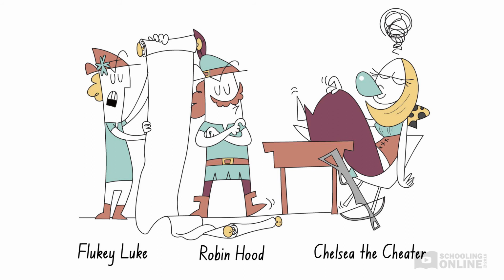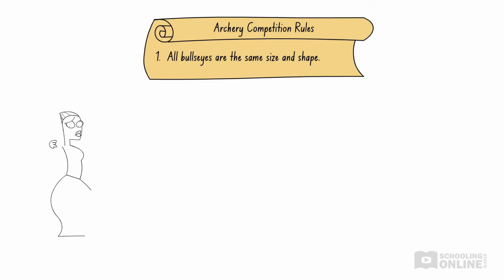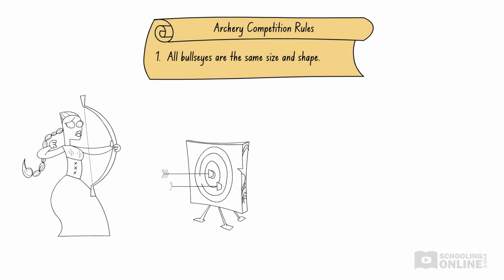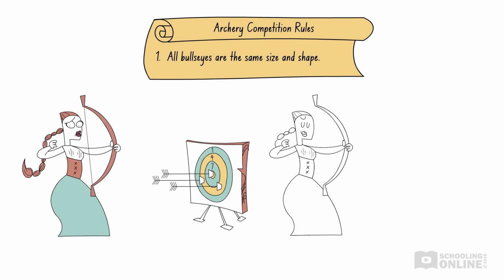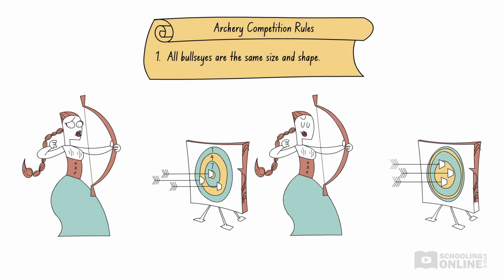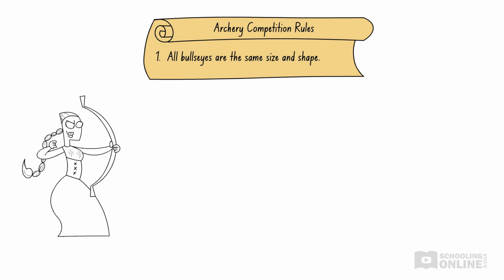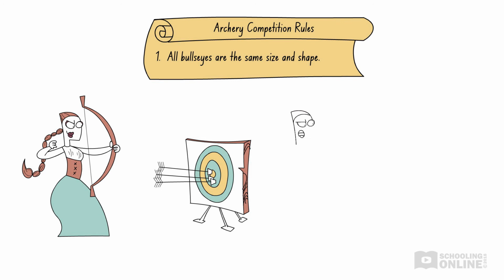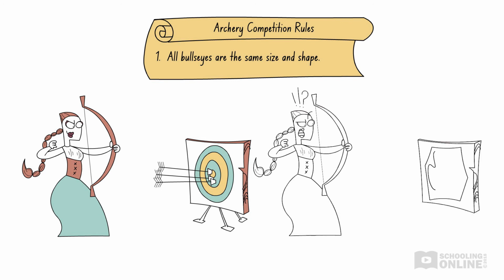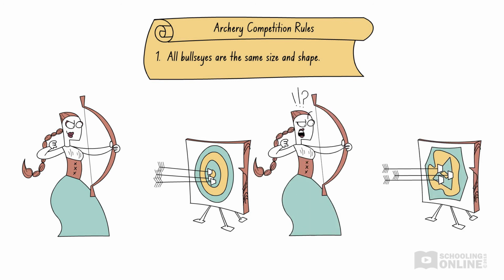Let's read through them. The first rule specifies that all bullseyes are the same size and shape. If we increased the size of the bullseye for one archer, then it would require less skill to aim at. On the other hand, if we change the shape of the bullseye from a circle to a rhombus for one archer, it would require more skill to hit. So we need to keep the shape and size of the bullseye constant between archers. Otherwise, we can't draw meaningful conclusions about each archer's ability to aim.